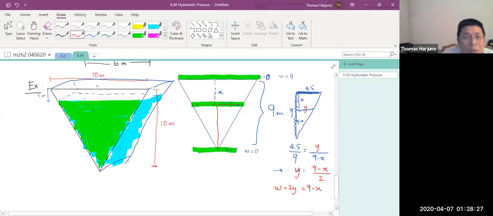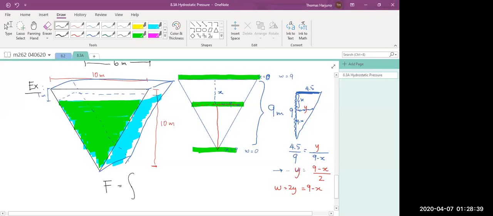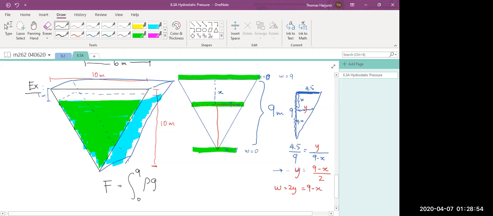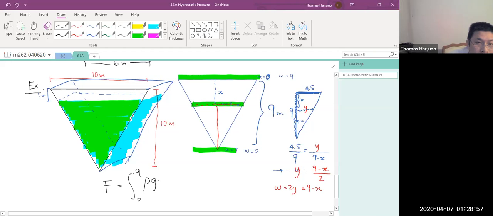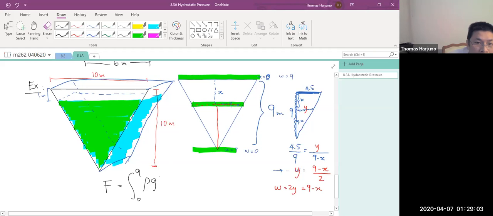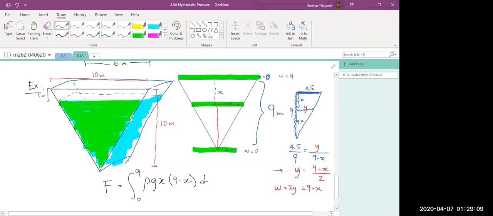So if I go back to my setup, then how about the hydrostatic force? Hydrostatic force will be integral from what to what? From 0 to 9, okay. Rho g, the depth is? The depth as a function of x. The depth is x. The width is 9 minus x.